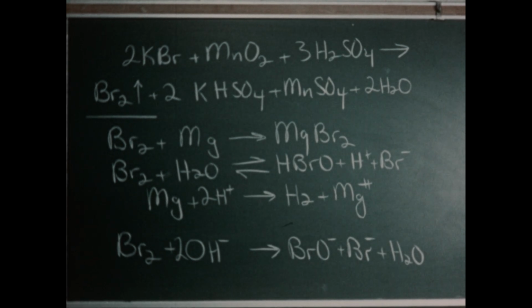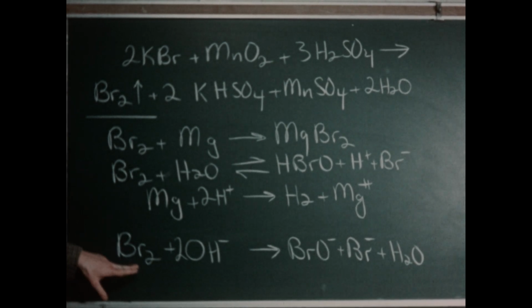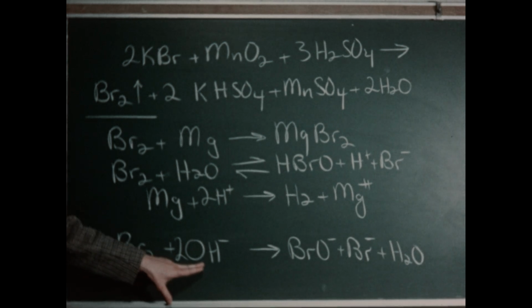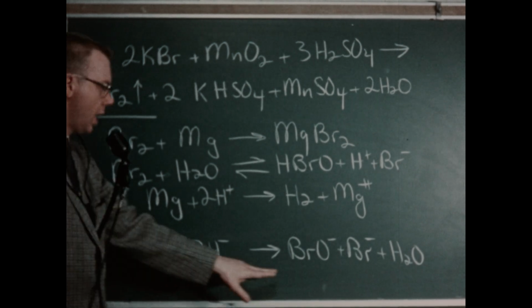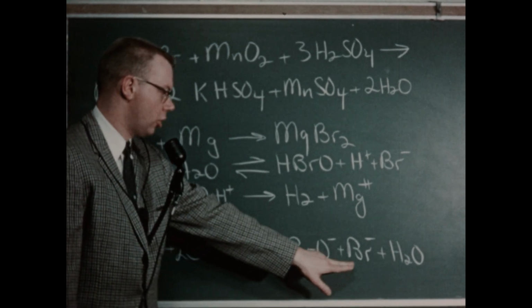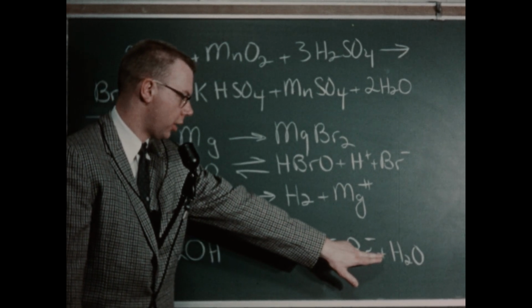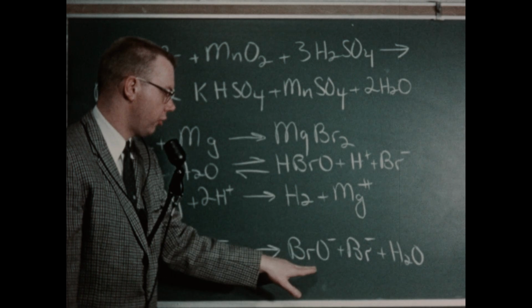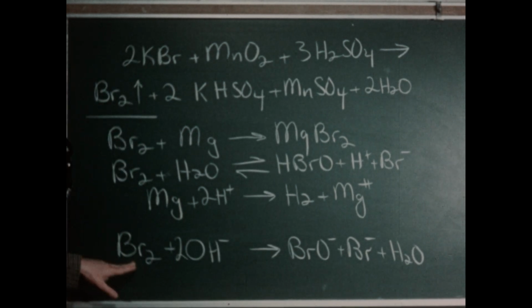You also saw that the color of the elementary bromine disappears rapidly when the bromine water is made basic with sodium hydroxide. In this case, the reaction is between the bromine molecule and two hydroxide ions, forming the hypobromite ion, the bromide ion, and a molecule of water. And since neither of these ions are colored, the dark red color of the original bromine rapidly disappeared.